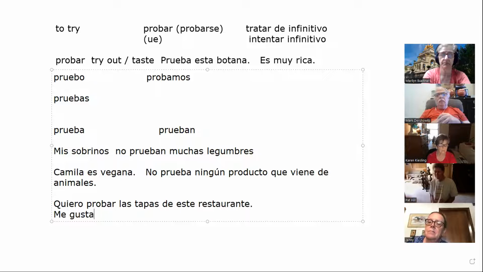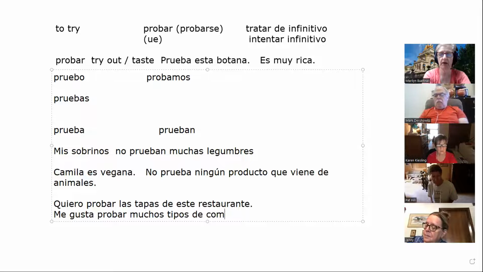Me gusta probar muchos tipos de comida. Me gusta probar muchos tipos de comida. I like to try a lot of different types of foods. ¿Sí? Bien?